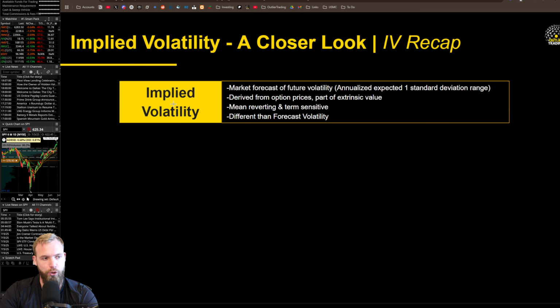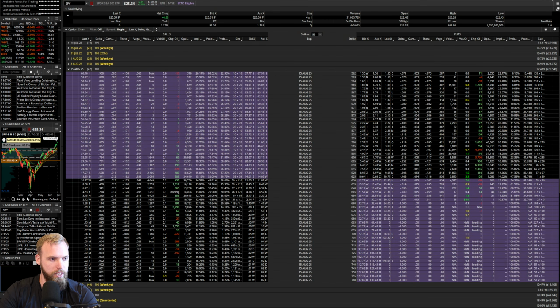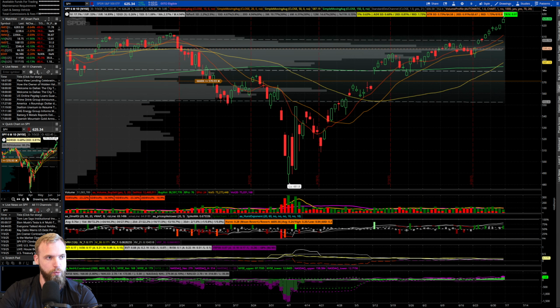There's a couple key traits of IV that we have to touch on quickly. Mean reversion and term sensitive. Term sensitive simply means that across these different expirations, implied volatility behaves differently, which I'll give you an example of in a little bit. The other component is mean reversion, which is less understood by most people, I think.